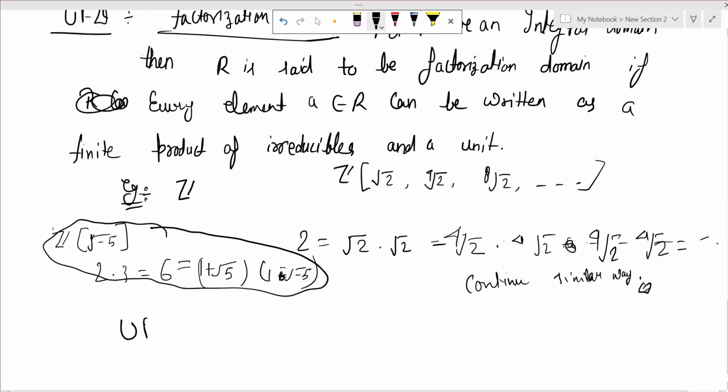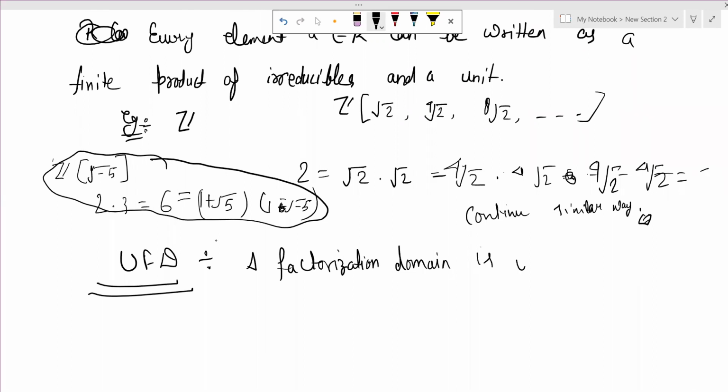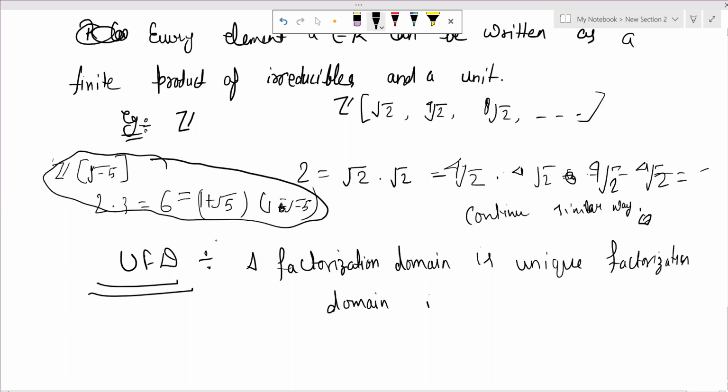Now what is a unique factorization domain? Now Muthukumar's example will come, but first tell me the definition of a unique factorization domain. A factorization domain is a unique factorization domain if the factorization is unique. So what is the meaning of unique? Can someone say what is the meaning of unique?